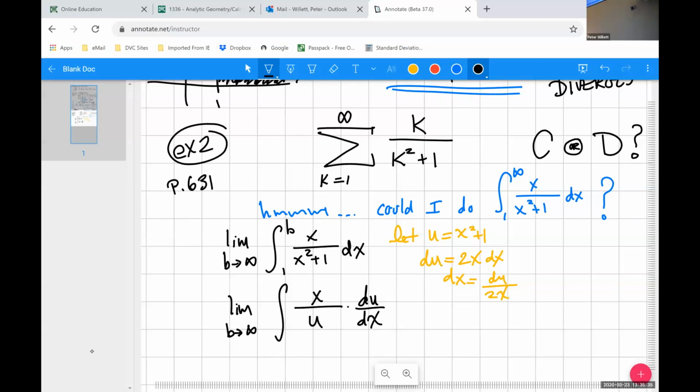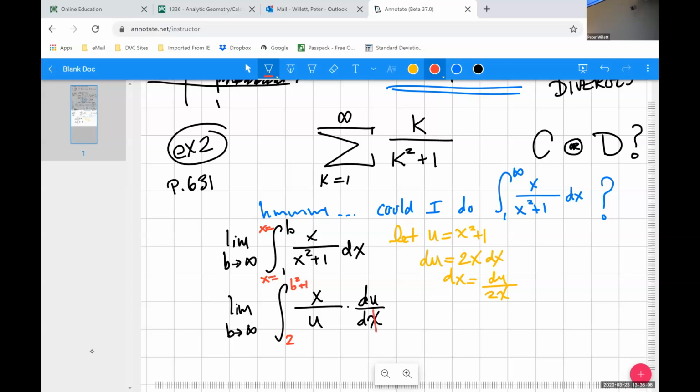So then I would also need to change my limits of integration. So for example, when x was equal to 1, then I would get 1 squared plus 1 is 2. So my new limit of integration would be a 2. And when x is equal to b, then I would get for u b squared plus 1. That'd be my new upper limit of integration.